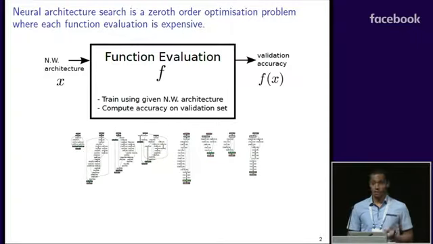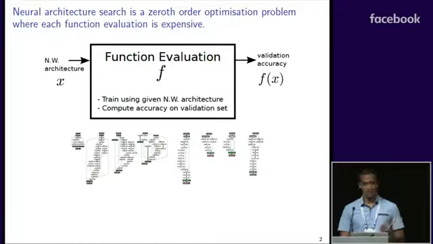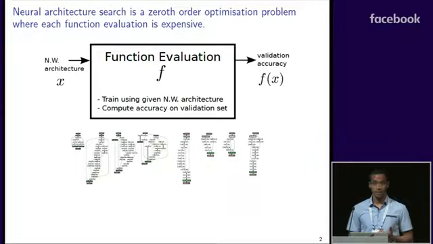Architecture search is a model selection problem in that you want to find the best model, that is the architecture, with the highest validation accuracy. So you can think of it as trying to optimize this function f, which takes an architecture as an input, spits out the validation accuracy as the output, and whose evaluation requires training and validating this architecture on a given data set, which can be quite expensive.